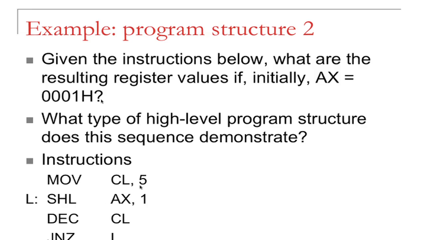We first move 5 into CL, so this puts 5 as the initial value of CL. We have this instruction SHL AX, comma 1. This is to shift. We're going to logical shift the value of AX to the left by 1 bit. So this will make AX as 2. And the next instruction is decrement. We're going to decrement CL, so 5 will become 4.